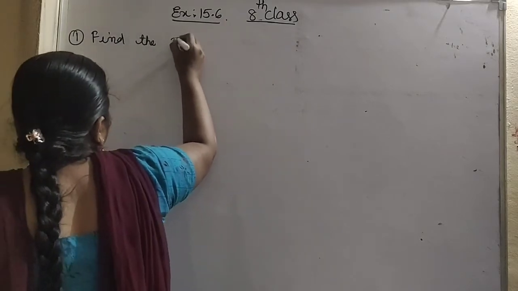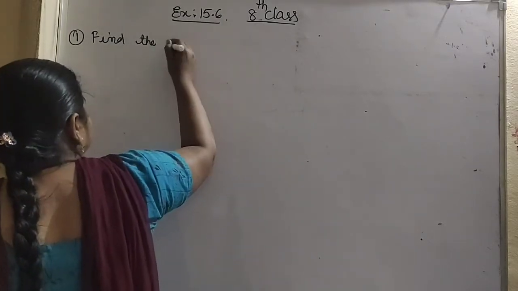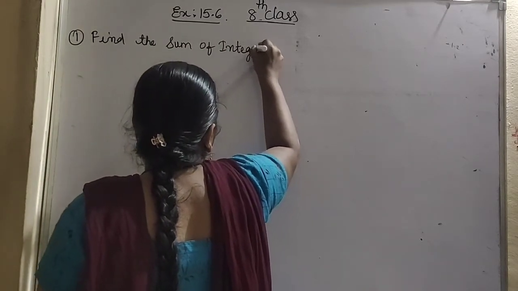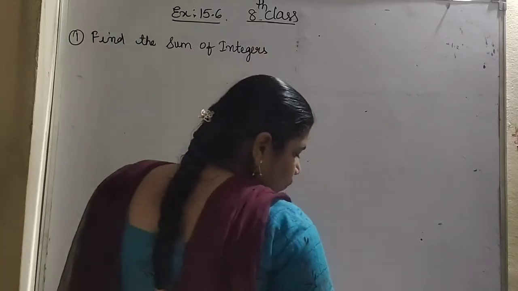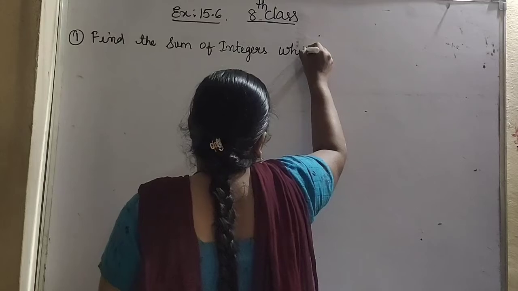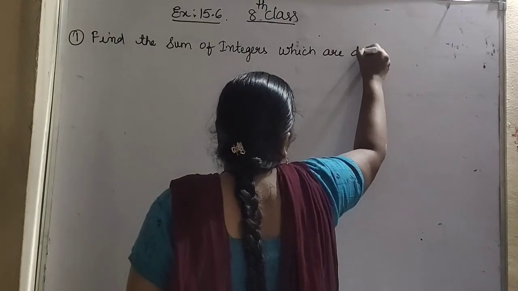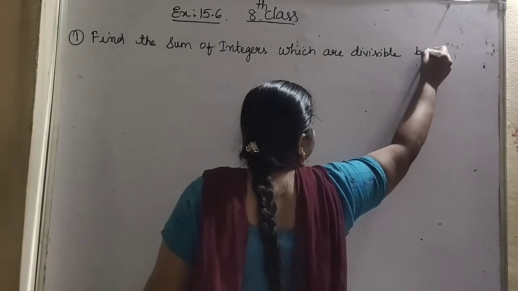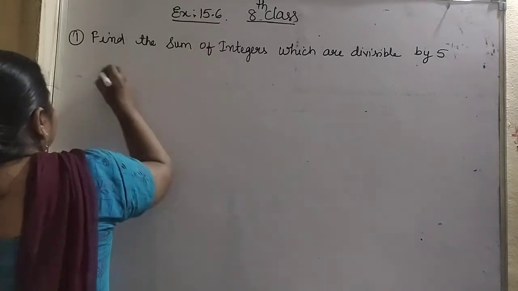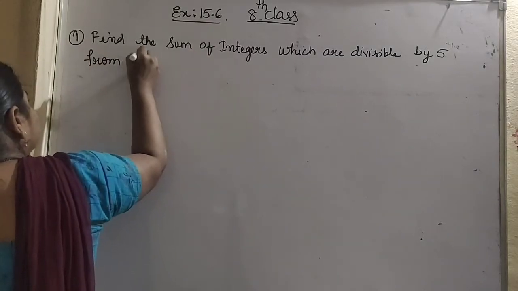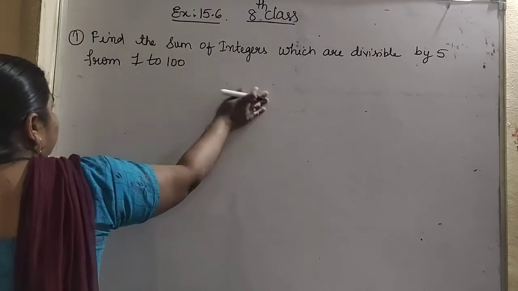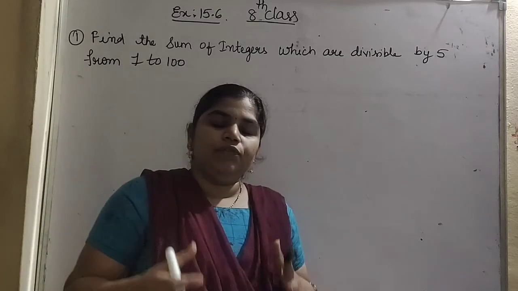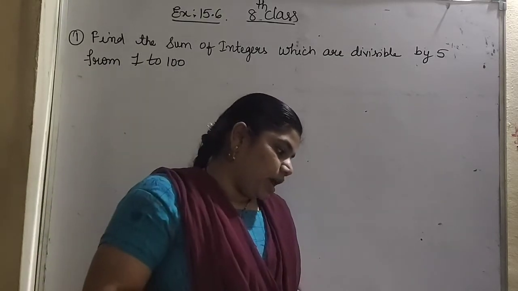Find the sum of integers which are divisible by 5 from 1 to 100. So what are the numbers from 1 to 100 which are divisible by 5, and if you add all those numbers, how much will you get, we have to find that.